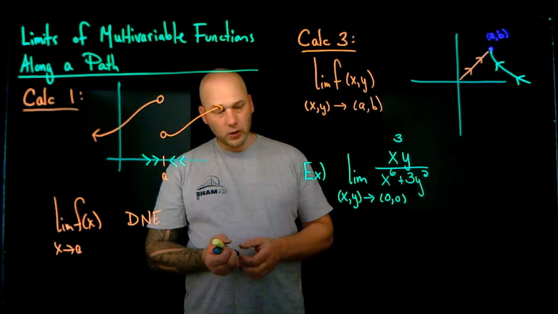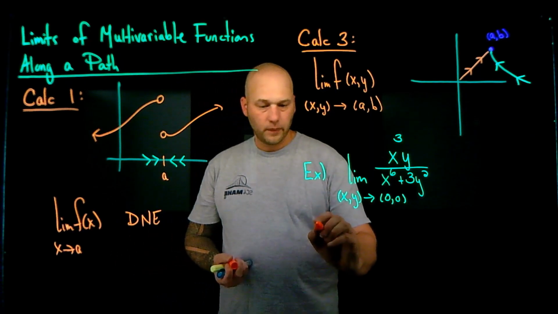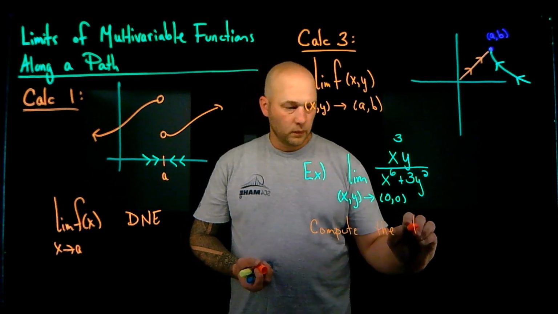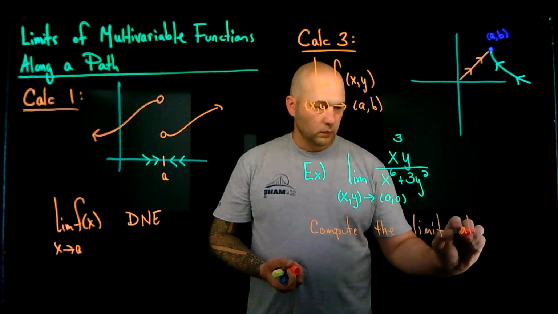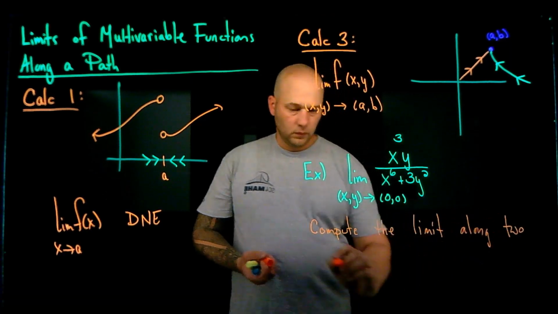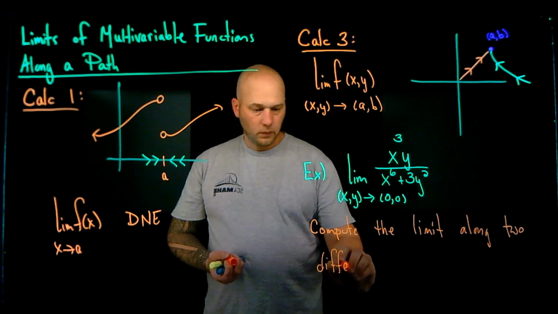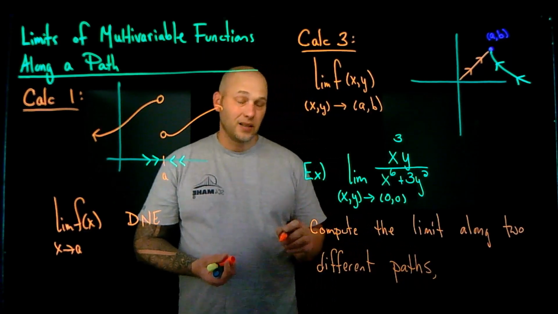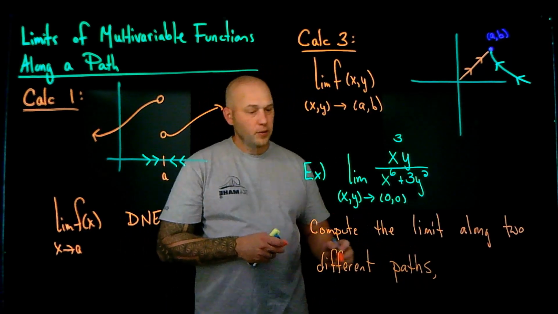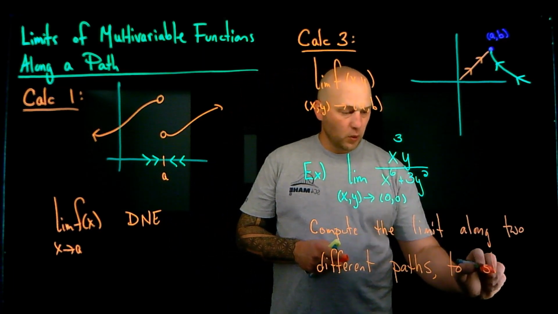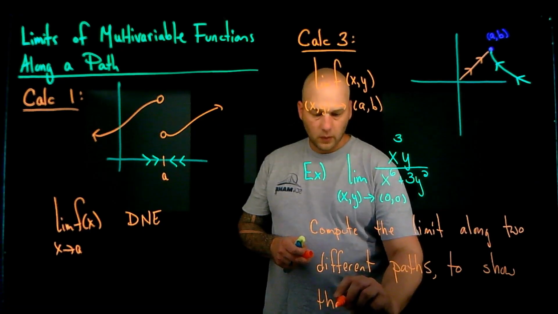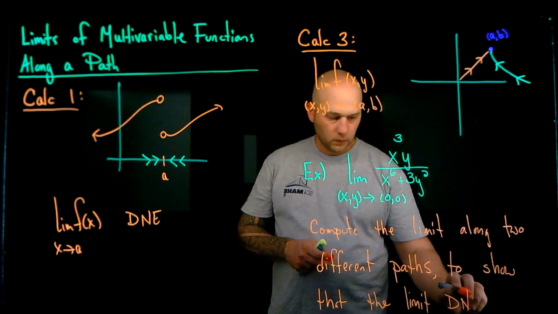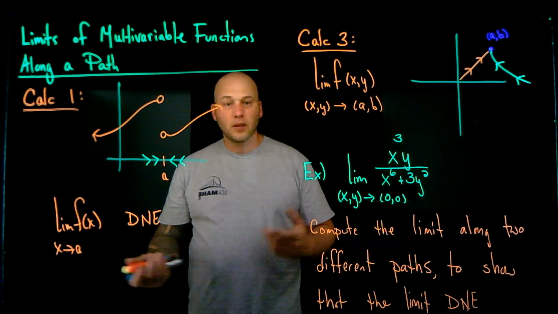So what I'm going to do is compute the limit along two different paths. And the idea is I want to demonstrate that the limit does not exist. So compute the limit along two different paths to show that the limit doesn't exist. I'll show you how to find paths and then how to work with that.